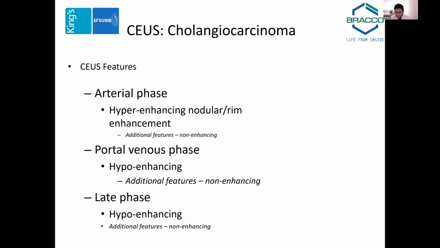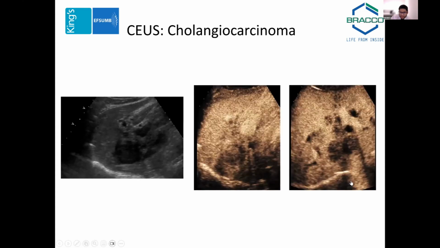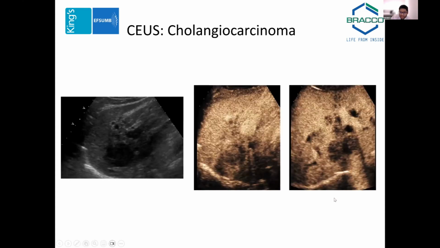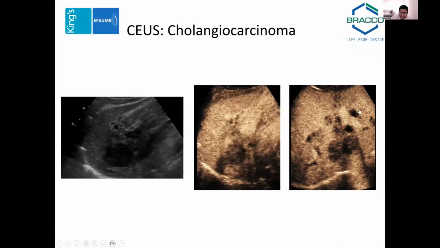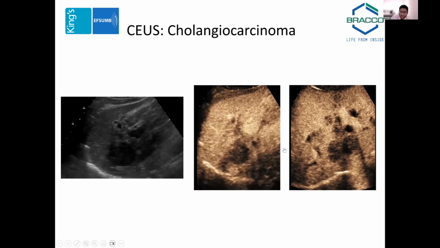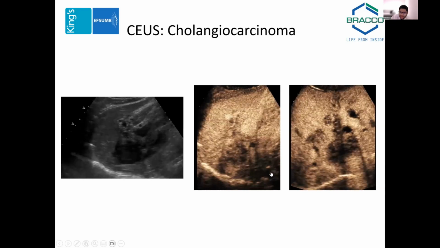The peripheral mass-forming cholangiocarcinomas are usually either hyper-enhancing with a nodular rim, but they do rapidly wash out. And they may show things like capsular retraction as well. And very much you can see adjacent biliary ducts dilated next to it, which you can appreciate as non-enhancing ducts next to this primary tumor, which is showing quite a deep and obvious washout.